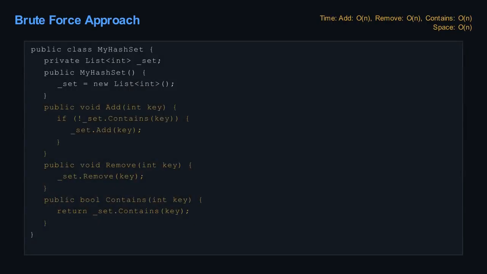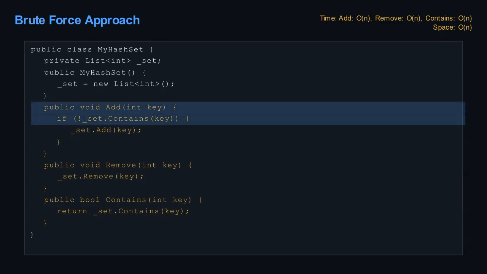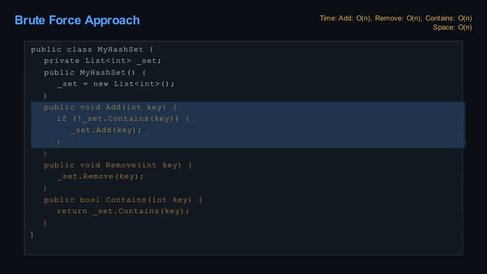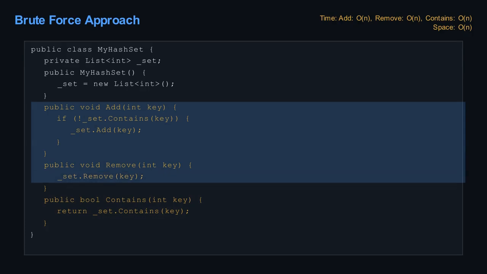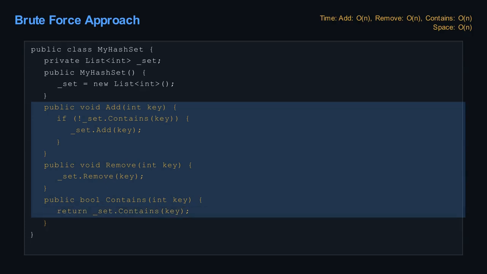The naive way is to keep a single list of all inserted keys. Adding means scanning the list to avoid duplicates, removing scans to find the element, and contains scans as well. Every operation touches the whole list in the worst case, so each runs in big O of n time while using big O of n space. That's too slow when the number of operations grows large.